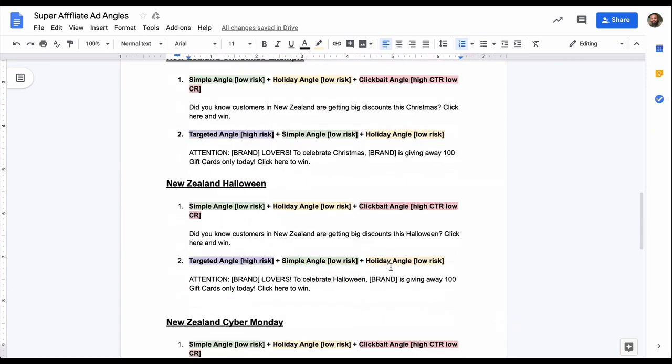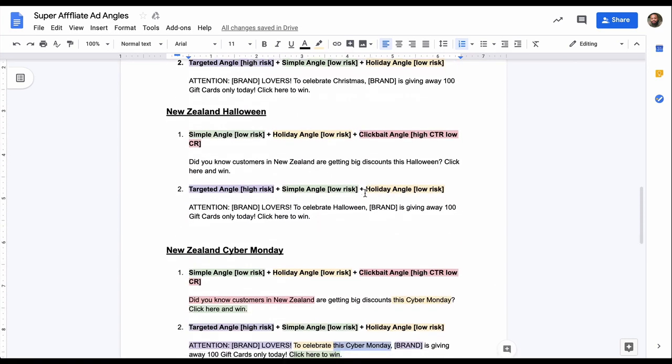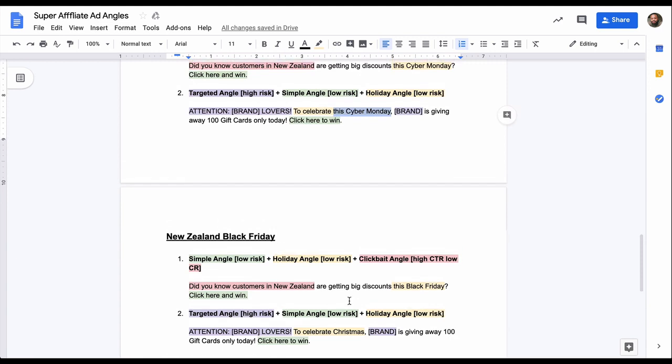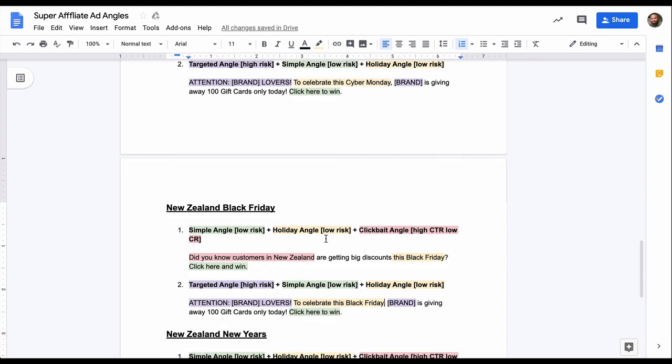So now already I have six ad angles that have been created, right? And within these particular seasons, you can make dozens of these angles just from switching up which combination you want to go for, right? And this is a good way to continuously make an endless supply of angles. And the same thing will apply for Black Friday. As you can see here, did you know customers in New Zealand are getting big discounts this Black Friday? Click here and win.